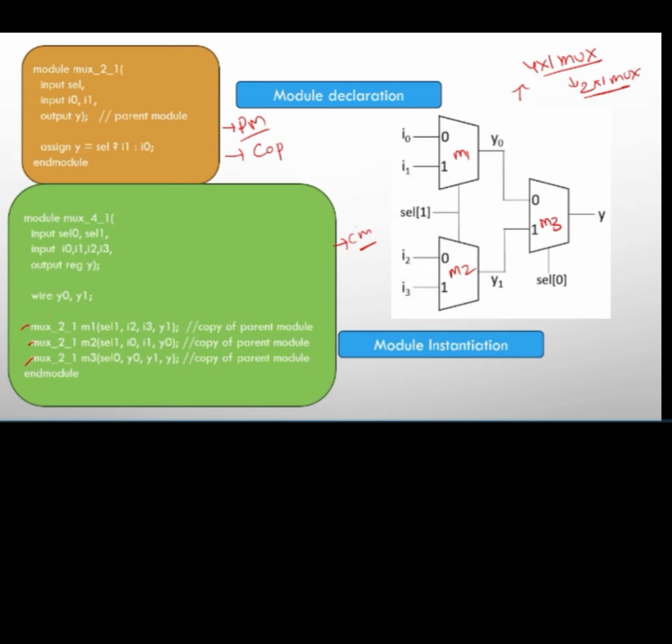In this copy, if you see, each copy has an individual name, and these are the inputs for my parent module, like SEL, I0, I1 and Y. Are there any inputs that are similar to this? No. Why? Because every mux has individual inputs and individual outputs, right? But the logic is the same here. The logic is the same for this mux and this mux.